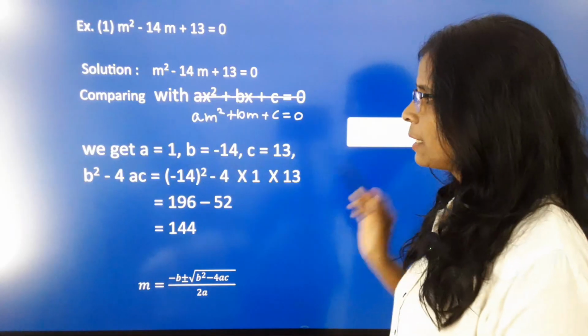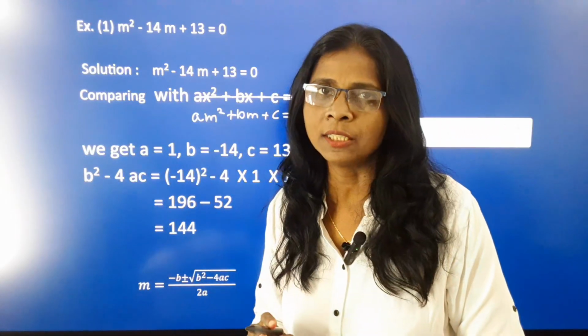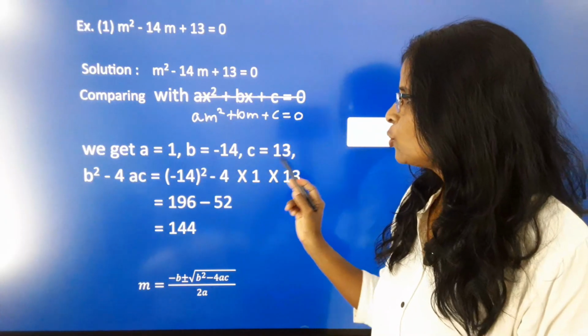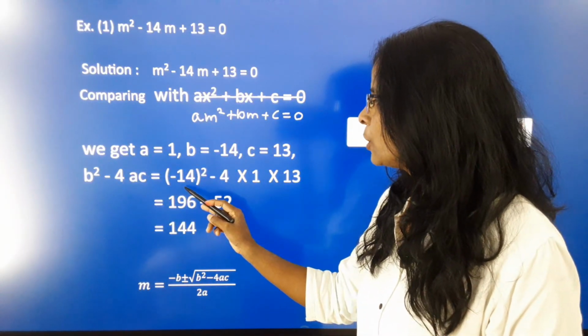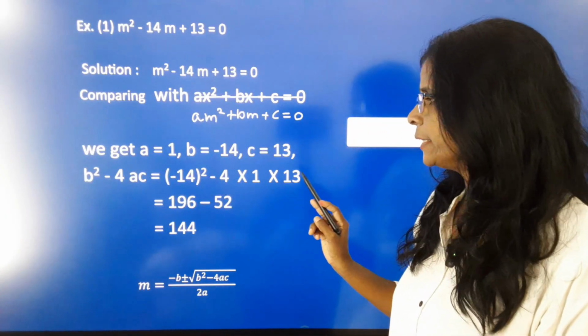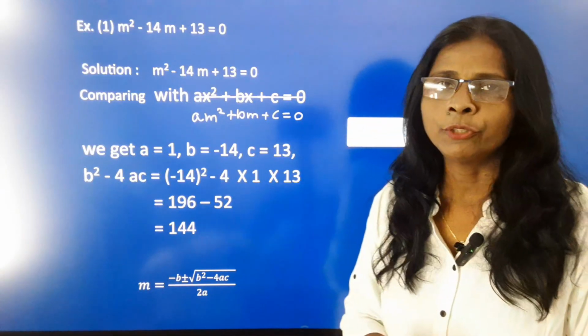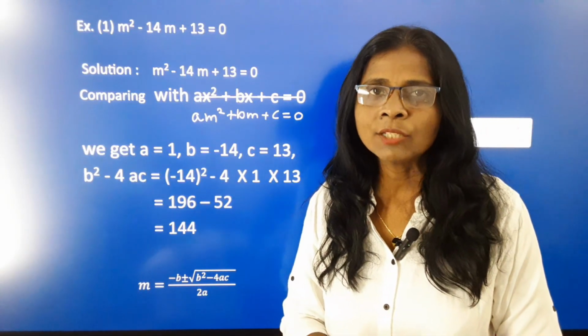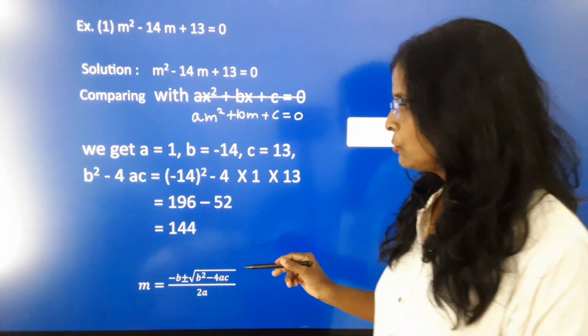Then the second step is to find out b square minus 4ac. So substitute these values in this equation. Minus 14 square minus 4 multiplied by 1 multiplied by 13. That means 196 minus 52, which is 144. So the value of b square minus 4ac is equal to 144, students.